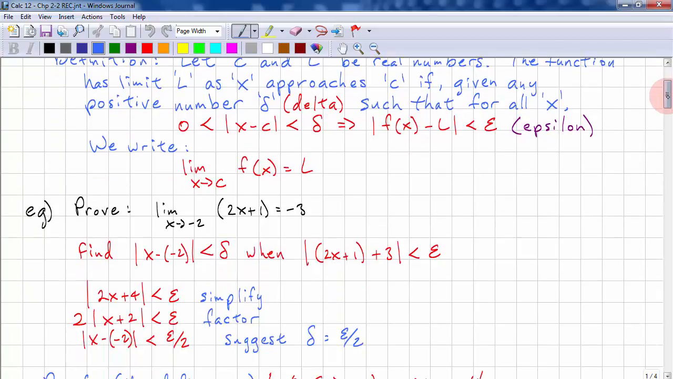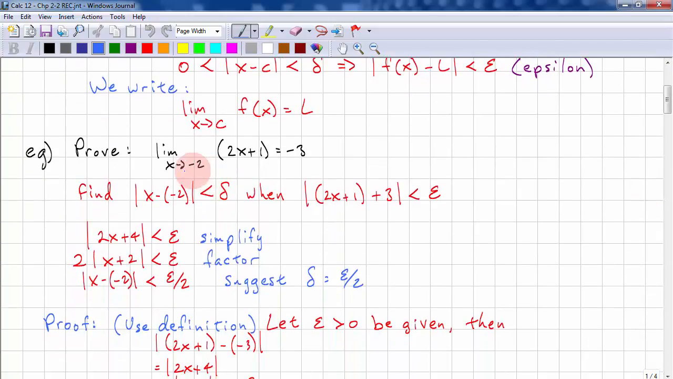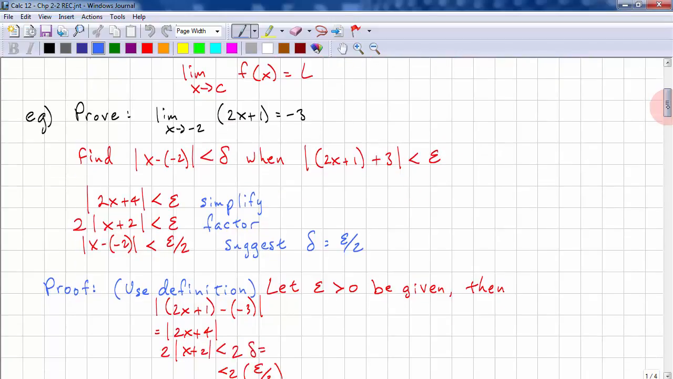So here's an example. Prove that the limit as x approaches -2 of 2x plus 1 equals -3. Our job is to find this delta when we have this situation. This is just f of x minus -3, so that's plus 3. So we need to simplify this, and we write that as the absolute value of 2x plus 4 is less than epsilon.